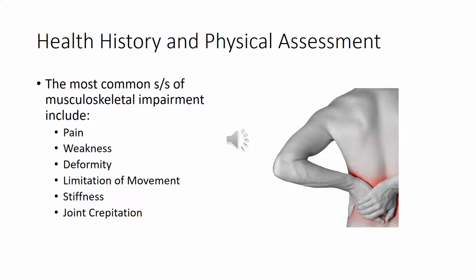So, of course, some common signs and symptoms of musculoskeletal impairment would be pain, weakness, maybe some deformities, limitation of movement, stiffness, joint crepitation. Crepitation is just when you feel over the joint and you feel this creaking movement in the joint.